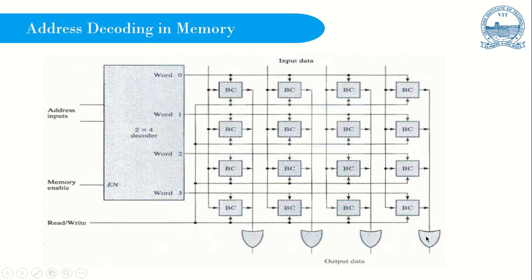Okay, this means that this OR gate will have 4 inputs, and this OR gate will have 4 inputs, this OR gate will have 4 inputs, and this OR gate will have 4 inputs. So how many inputs will each OR gate have? Each OR gate will have a number of inputs equal to the number of words that a memory is capable of storing.